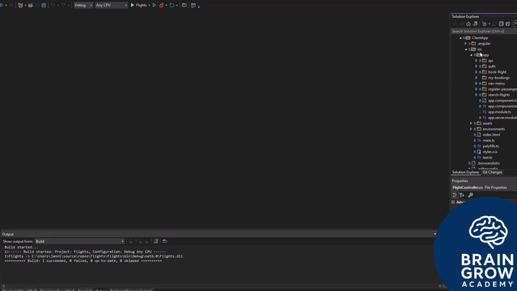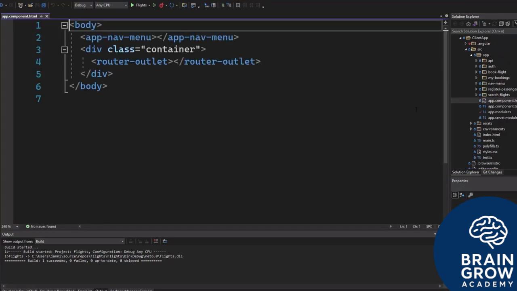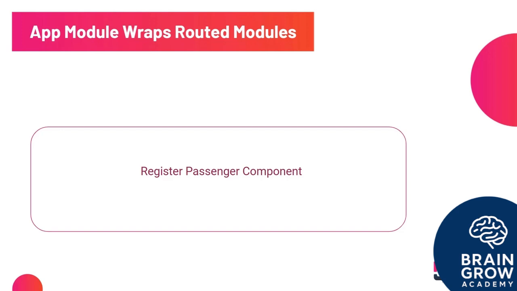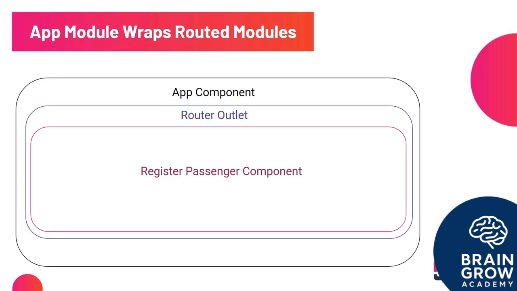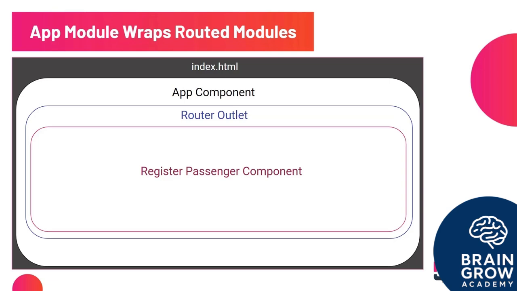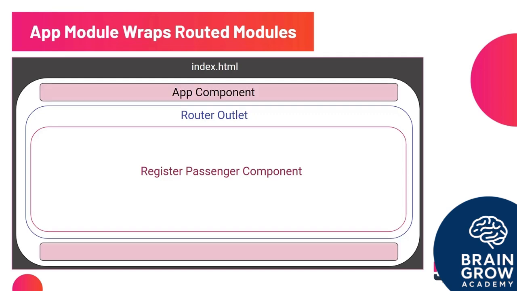So open up the client app folder, open the app folder here, and then search for app.component.html. Don't use the TypeScript one, use the HTML template. Angular's router renders the routed components into the router outlet exactly right here. For example, the register passenger component is dynamically loaded into the app component by the router outlet. The app component is also loaded into the index.html file by the main module. So if I want to add a header and footer to all pages, I can simply add them to the app component. Well, let's do that in practice right now.